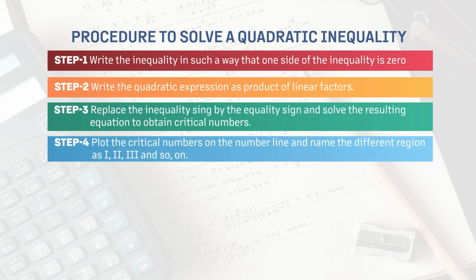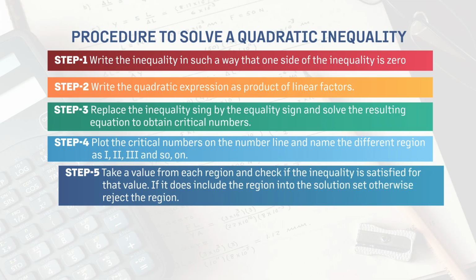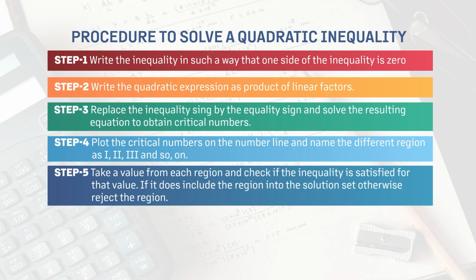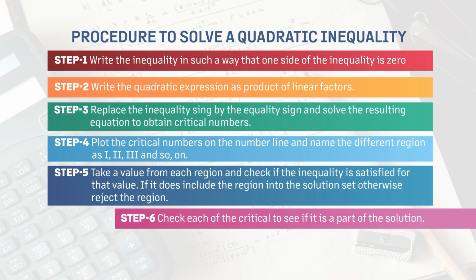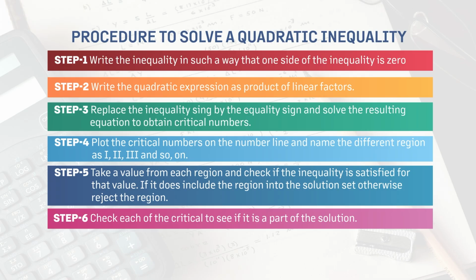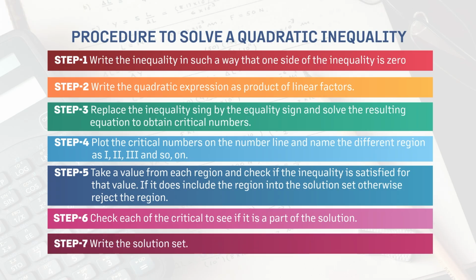And in step 4, plot the critical numbers on the number line and name the different regions as 1, 2, 3 or so on. And step 5, take a value from each region and check if the inequality is satisfied for that value. If it does, include the region in the solution set, otherwise reject the region. Step 6 says check each of the critical numbers to see if it is a part of the solution, and finally write the solution set. Now it appears to be quite cumbersome, but it is very simple, and let's learn it by solving a numerical.